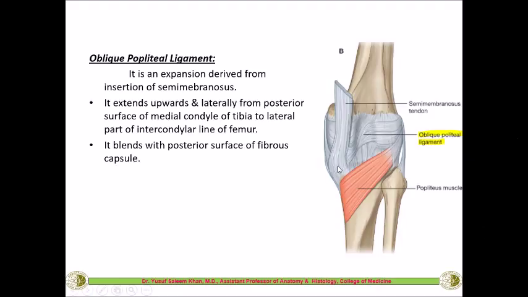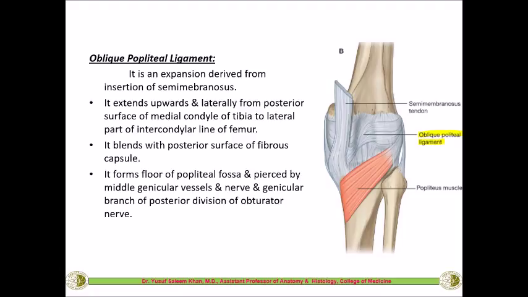Okay, so it blends with the posterior surface of the fibrous capsule, and this posterior surface of the fibrous capsule will form the floor for the popliteal fossa. So this oblique popliteal ligament will also form the floor of the popliteal fossa, and because it is in the floor of the popliteal fossa, it is pierced by the middle genicular vessels as well as nerves.